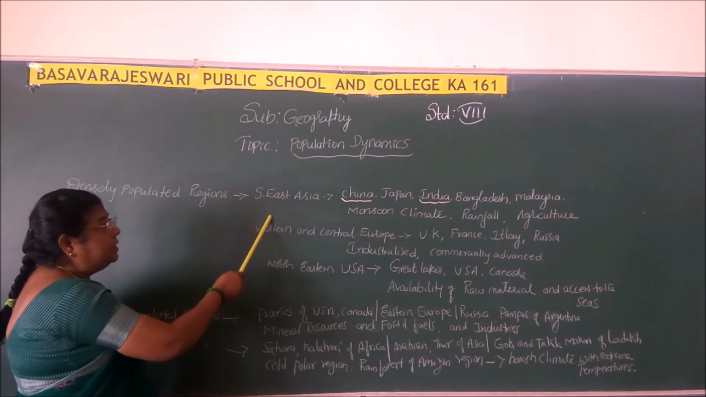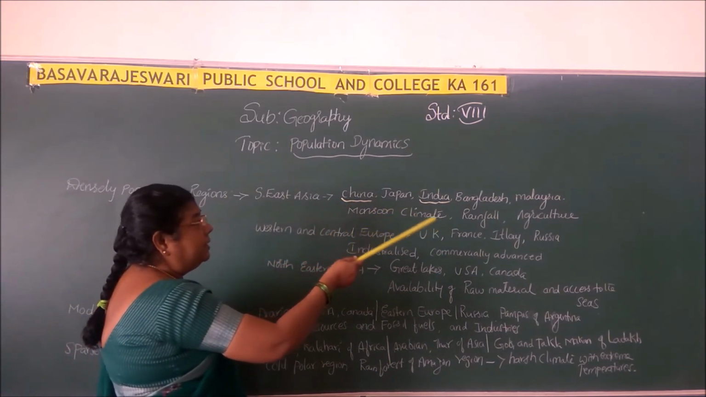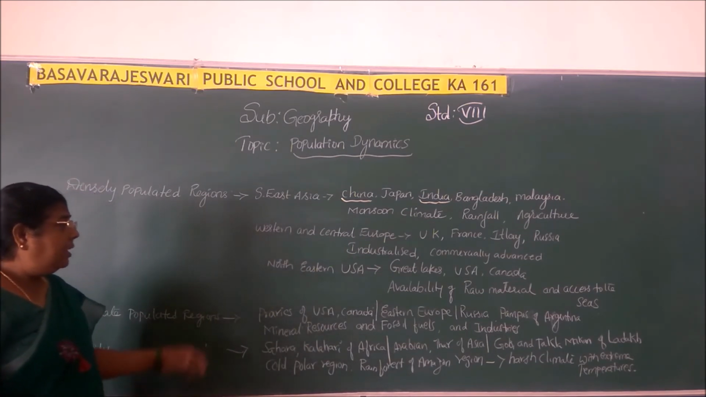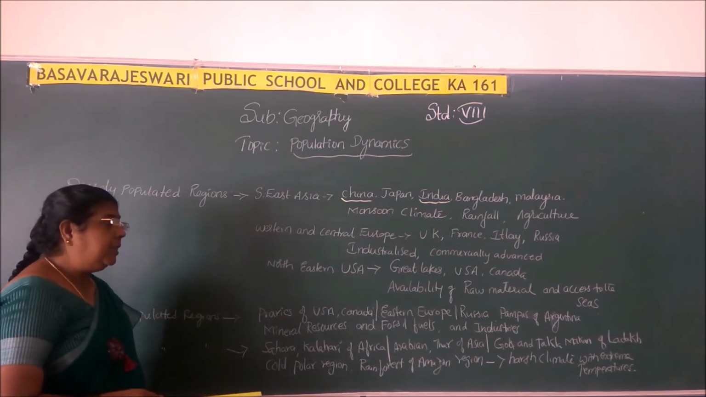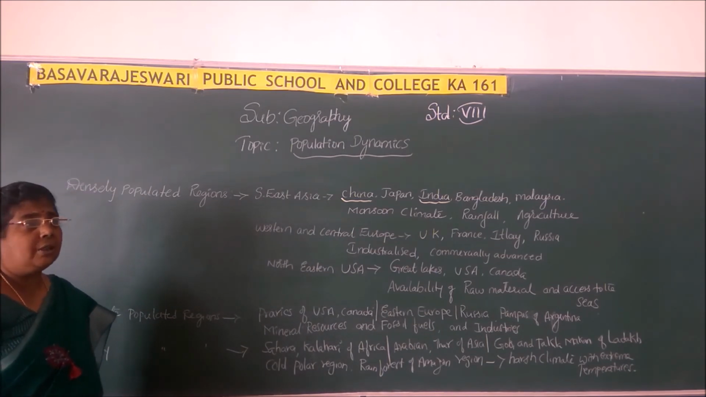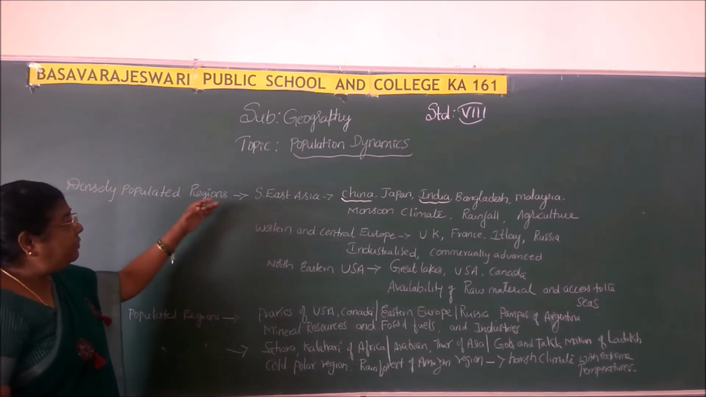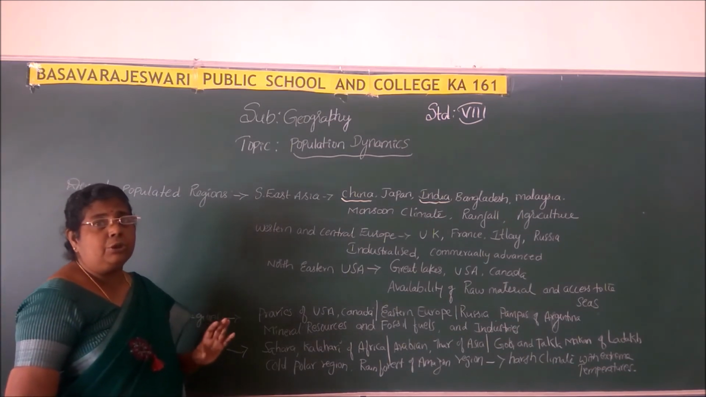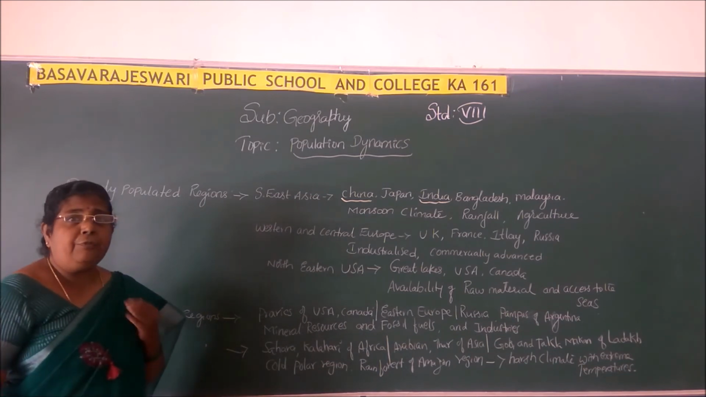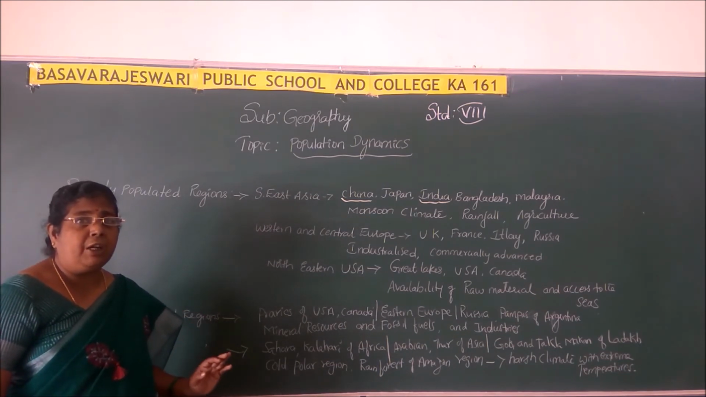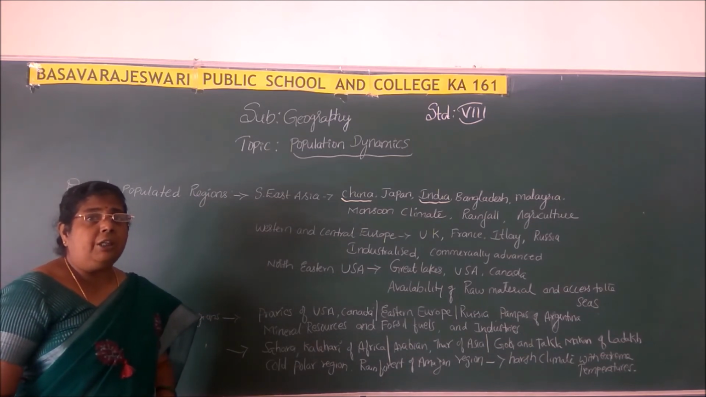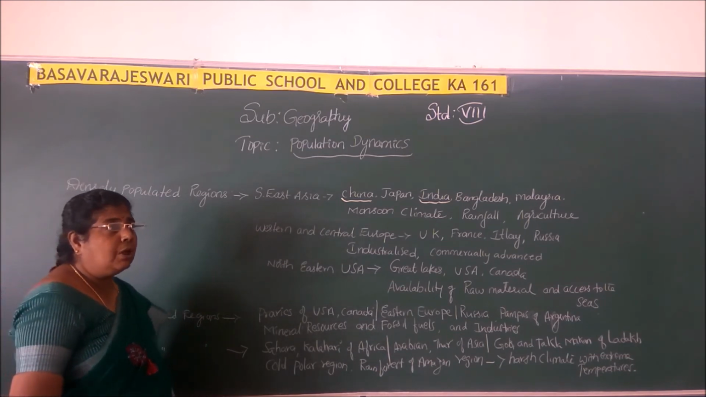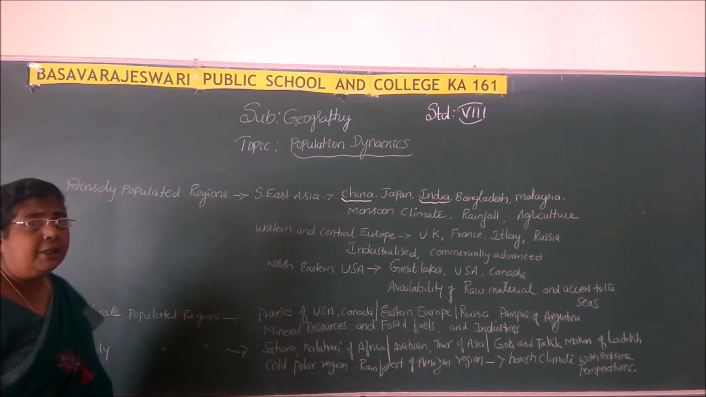Like Southeast Asia, China, Japan, India, Bangladesh, Taiwan, Malaysia, and in Western Central Europe, UK, France, Italy, and in the Northeastern USA, the Great Lakes and Canada. The reasons are many. Finally, we can sum up that where there is a favorable climate, abundant rainfall, fertile soils required for agriculture, industries and availability of raw material, definitely the population will be more. So these are some important densely populated regions.